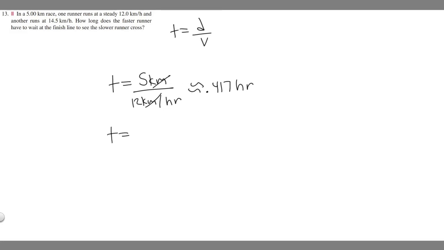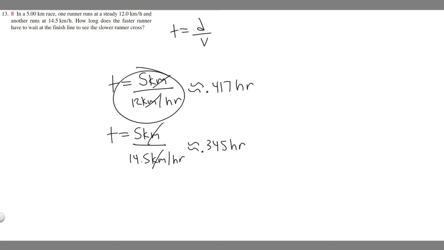Let's do the next one though. The distance is going to be the same, so the distance is 5 km still. And this one is 14.5 kilometers per hour. So it's going to be a bit faster, so we should assume the time is going to be a little bit shorter. These kilometers are going to cancel, so it's just going to be 5 divided by 14.5 hours. If you do that, it's going to be equal to about 0.345 hours. So the person going 12 kilometers per hour takes 0.417 hours. The one going 14.5 takes 0.345 hours.